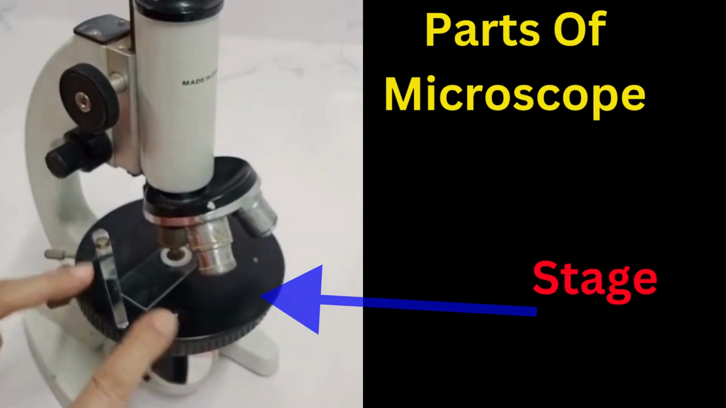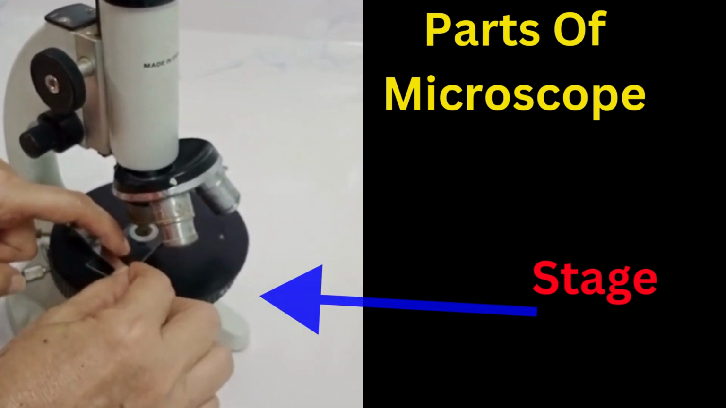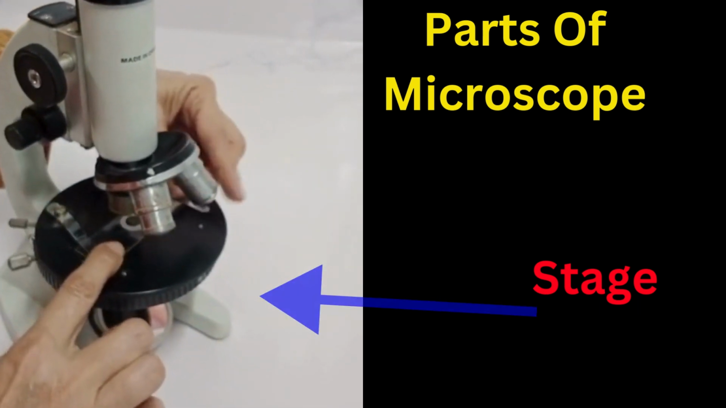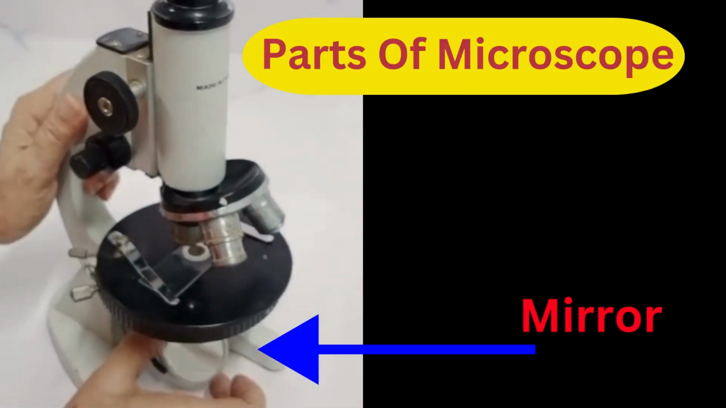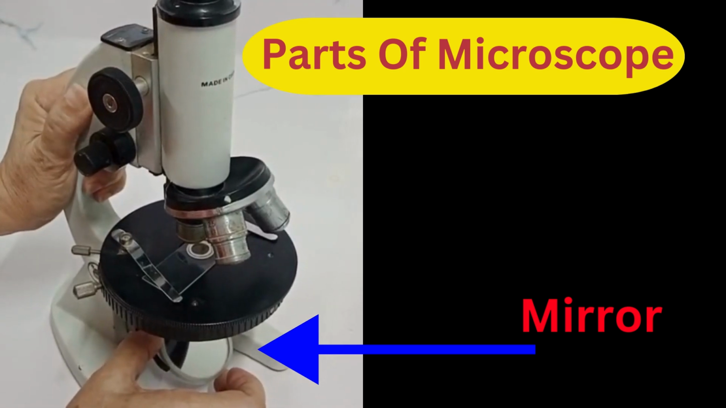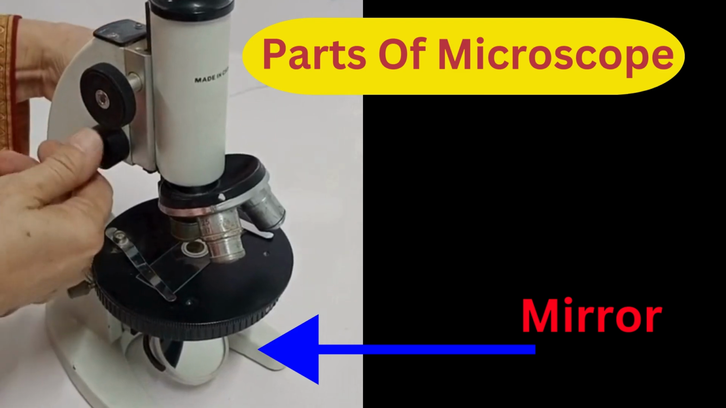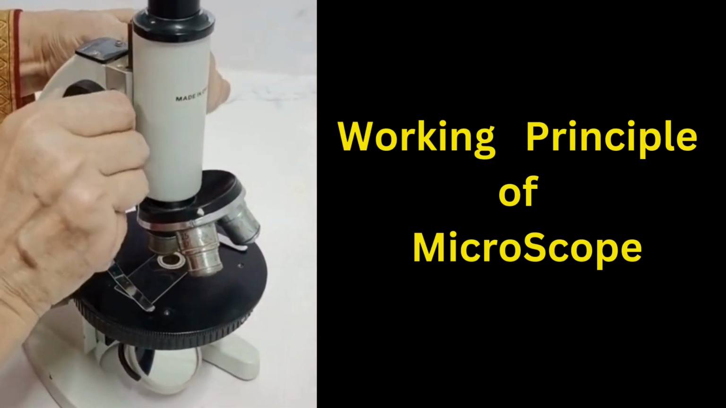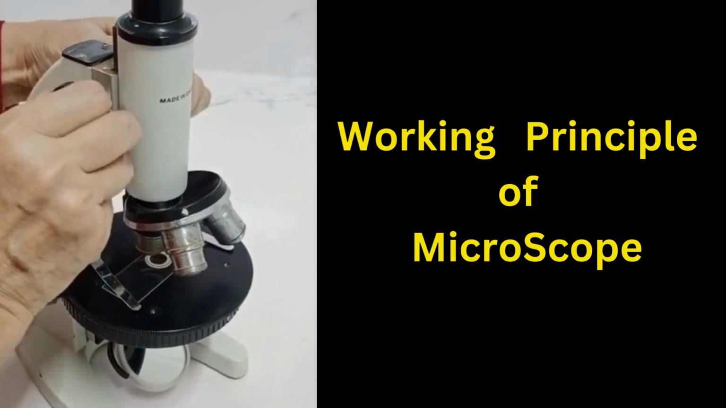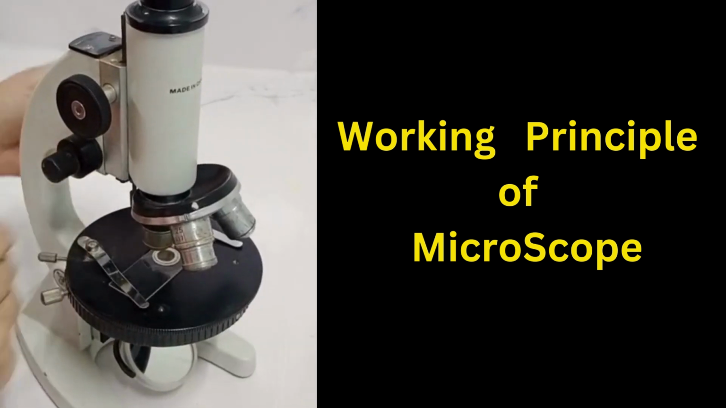This part is the stage on which we put the slide, and these are the stage clips through which we fix the slide, and this is the mirror that reflects the light. This is the fine focusing knob. Once we have done the coarse focusing, then we do the fine focusing.